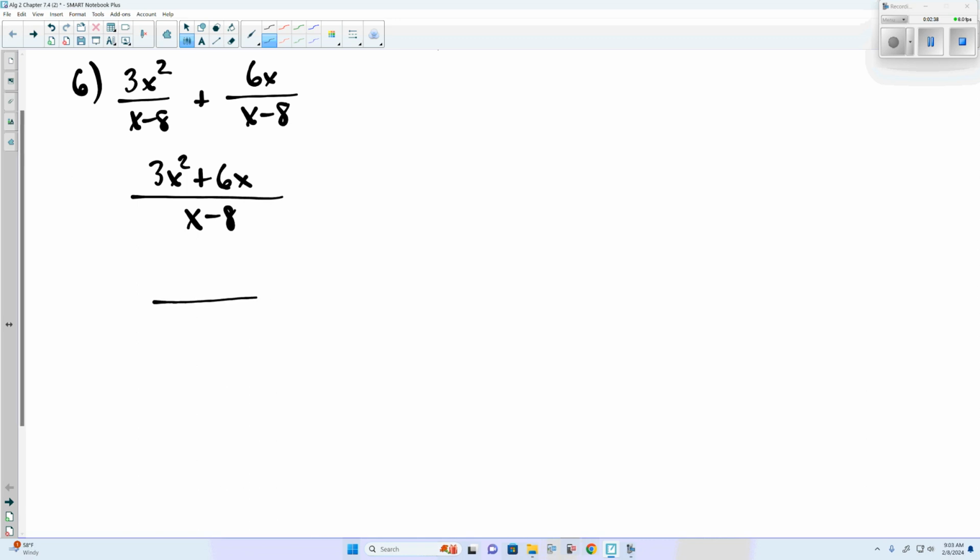But, okay, 3x squared and 6x have a common factor of 3x, and if we factor 3x out of 3x squared, we have x plus 2. Is there anything in common on top and bottom? No. So we're done.